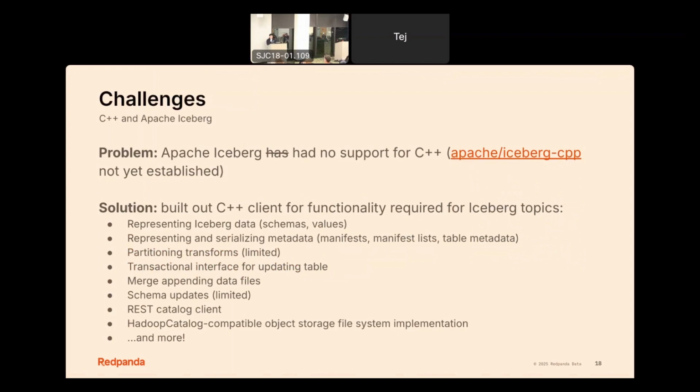Now I'd like to talk about some of the challenges we faced in building out Iceberg topics. So the first problem, and it's a pretty obvious one if you've been following the community for a while, is that Apache Iceberg has or had no support for C++. Now I acknowledge that there is a movement within the community to begin a C++ client. And as far as I can tell, it's still all very nascent, but very exciting to see. And since this wasn't around, it isn't really a full-fledged client yet, we built our own subset of a C++ client that includes just the functionality required for Iceberg topics.